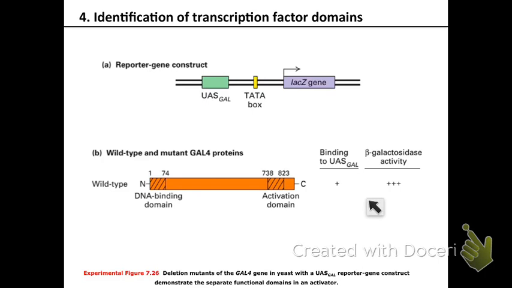And then in the same assay, you're going to look at whether this protein is capable of binding and activating this reporter gene. So if you see the reporter gene being activated a lot, you're going to put a bunch of pluses. And if it's activated little, you're going to put just one plus. And if it's not activated at all, you're going to put a minus. Okay? So that's the assay that you're going to do. Any questions?